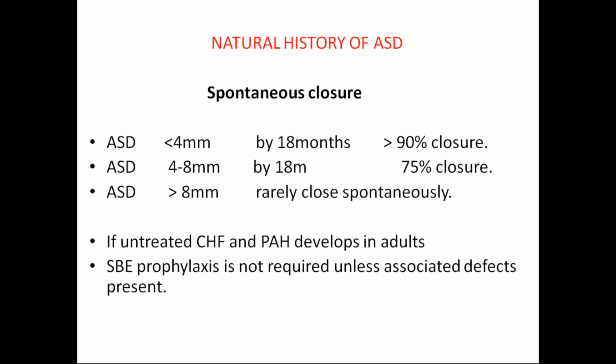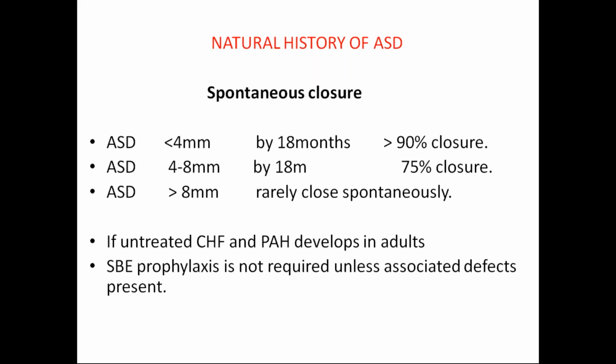The size matters. If the size is less than 4 mm, by 18 months there is a high chance of closure. If the size is 4 to 8 mm, there is only a 75% chance of closure by 1.5 years of age. And if the ASD is more than 8 mm, it rarely closes spontaneously. So remember, in ASD, 8 is the number. If it is more than 8 mm, the chance of closure is pretty bad. Again, this 18 months is also important. By 2 years, if the size is not coming down, if it is persisting, there is less chance that it closes in the future, and you may have to close it by intervention.